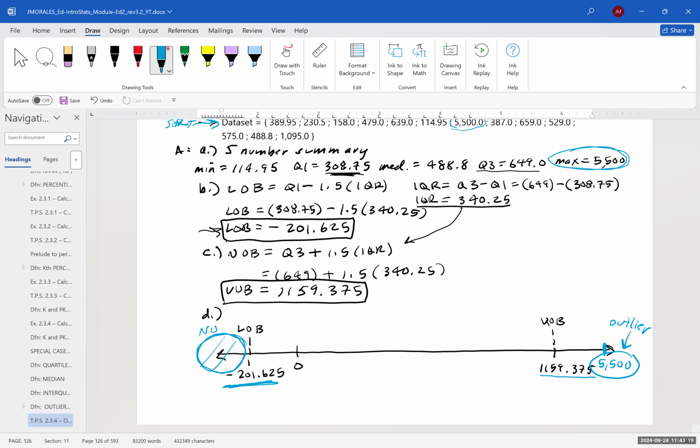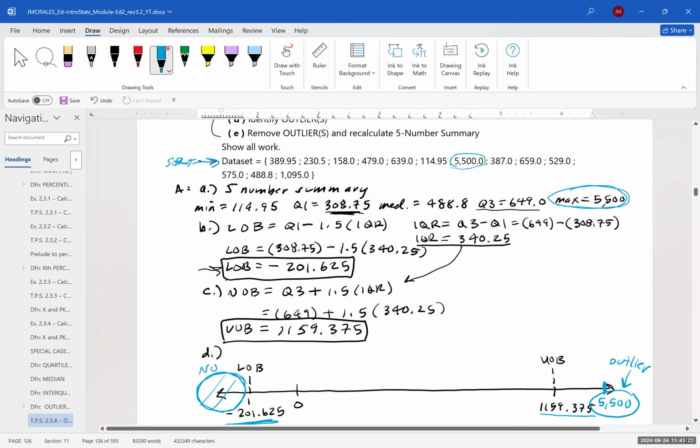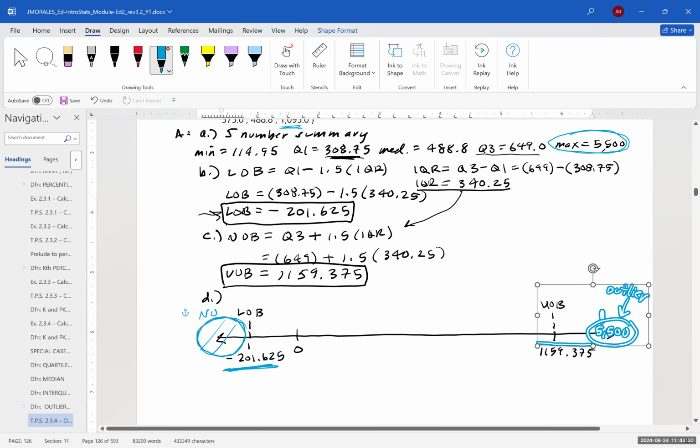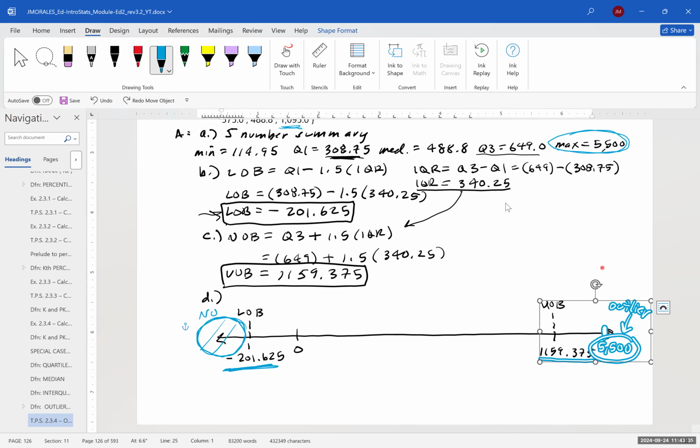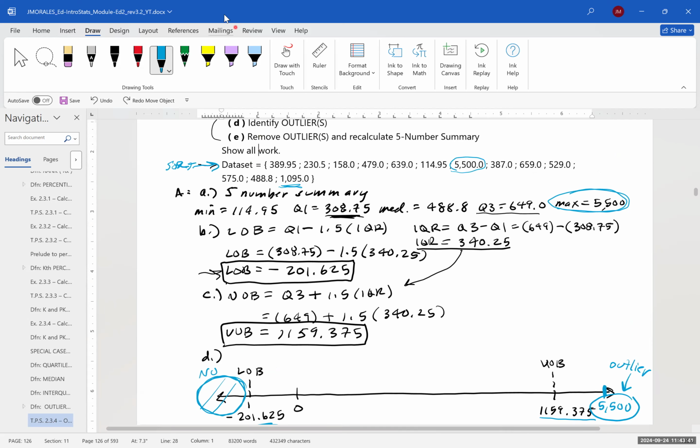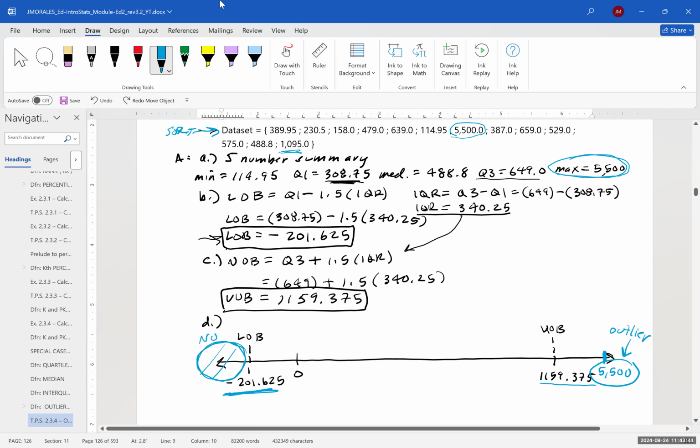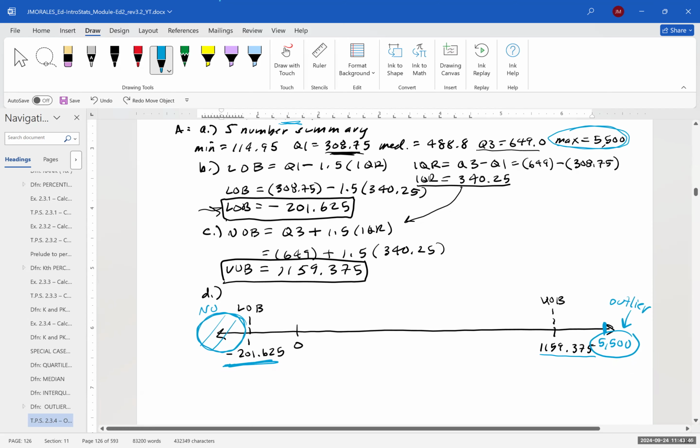All right, so what is our next highest number? Let's see if there's more than one outlier. So the next highest number, if you sorted it, would be 1,095. So where's 1,095 here? 1,095 is going to come out just under the wire. So that's going to be right about here. 1,095. 1,095 is less than 1159.